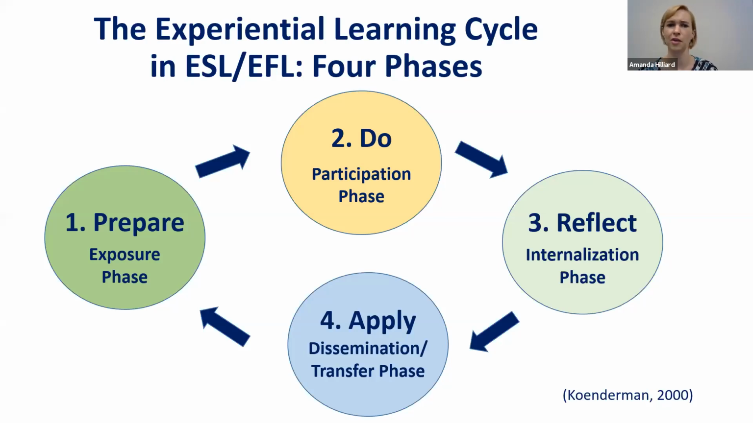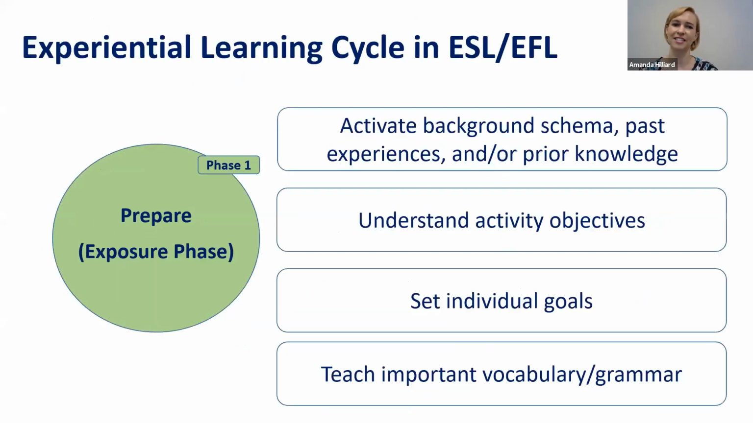So this is just the theory part of our presentation. So let's start with the first phase. Phase 1 is the exposure phase. This is when we prepare the students to do the experiential activity. So you might have, for example, a warm-up where you activate background schema, past experiences, and our prior knowledge. You might explain the activity objectives to the students or help them set individual goals. Or you might teach them important vocabulary or grammar. So this is to prepare them for the participation phase. That's the next one.